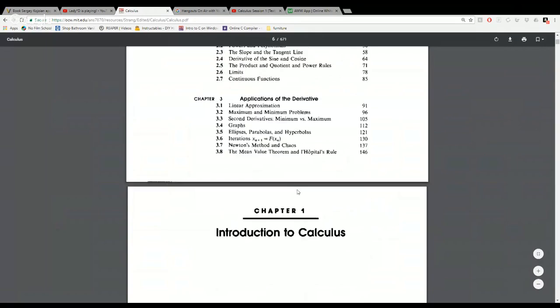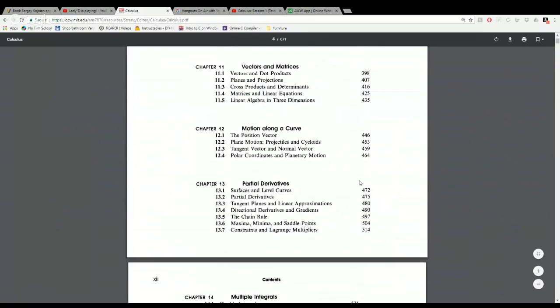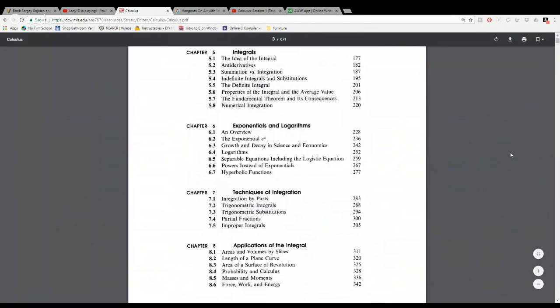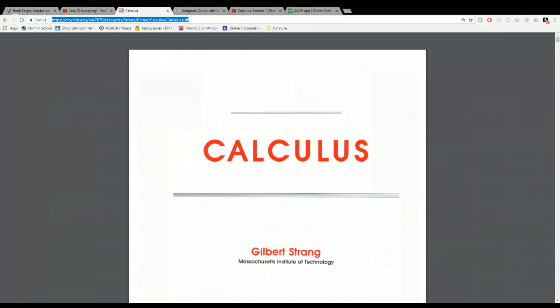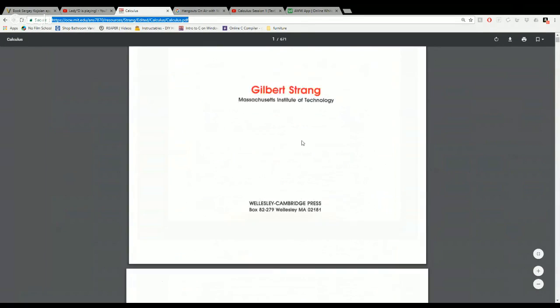Okay, so this is the book. The book I'm going to be using is by Gilbert Strang, and it's called Calculus, just like this. And the awesome thing about it is that it's completely free, and you can find it on the link. I've posted the link on Discord. The book is hosted by MIT. It's an official link, so you know that it's completely free.